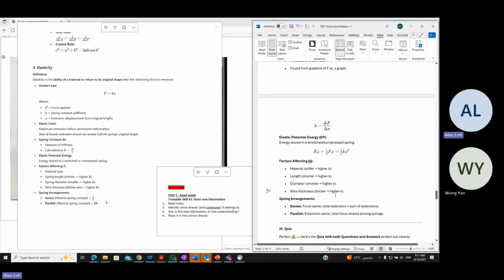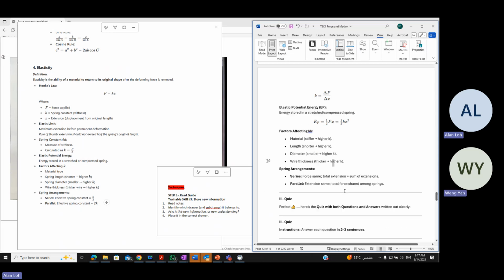The next thing that you need to know, if this is a new information or new understanding, is the stiffness. How is it affecting the K? Different material with different stiffness: the higher the stiffness, the higher the K. If the spring is shorter, then the stiffness or the K is also higher. If the diameter is smaller, then the K is higher. If the spring is thicker, then the K is also higher. Okay?